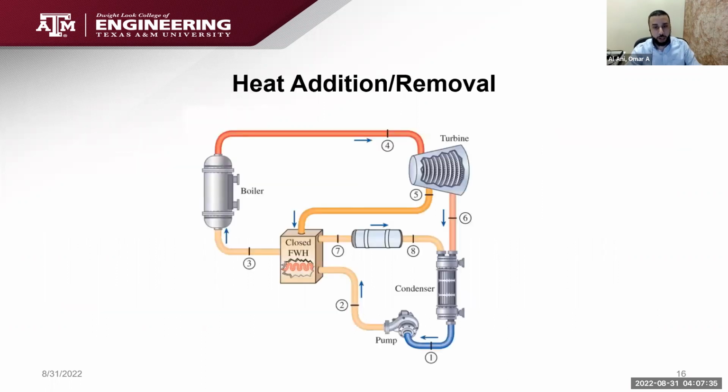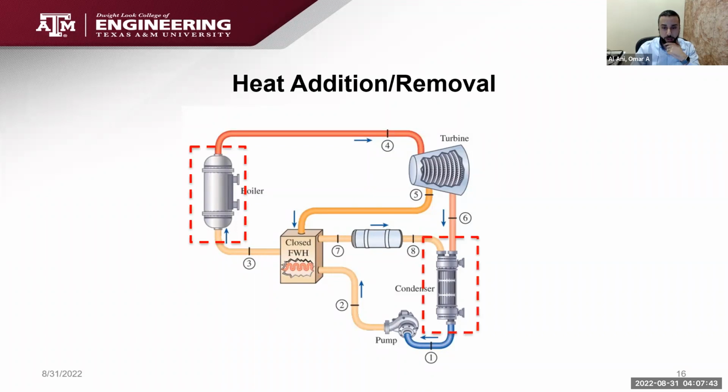So if you look at our cycle, we'll start with heat addition and removal. We have two components that do that. We have the boiler and we'll have the condenser. So this is where heat is coming in from outside of the cycle into the cycle. It's not a heat exchanger. We'll get to that in the next block. So to do this, we'll use something called a heater block.